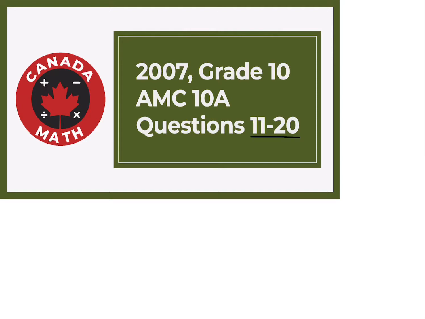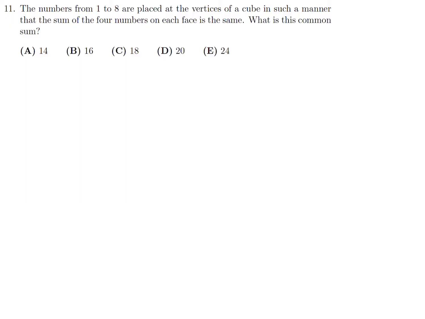Questions 11 through 20 on the 2007 Grade 10 AMC 10A. The numbers from 1 to 8 are placed at the vertices of a cube in such a manner that the sum of the four numbers on each face is the same. What is this common sum?